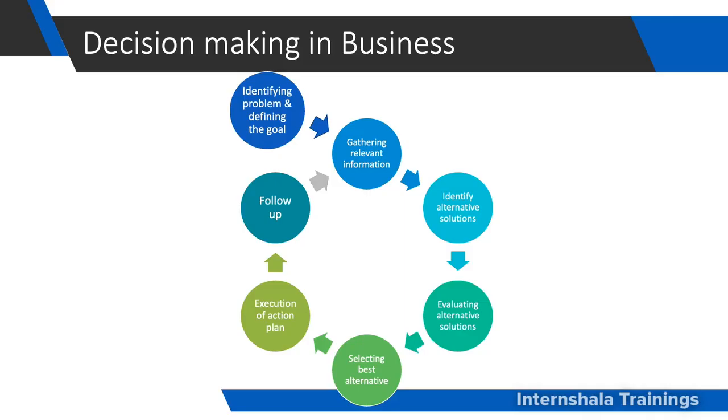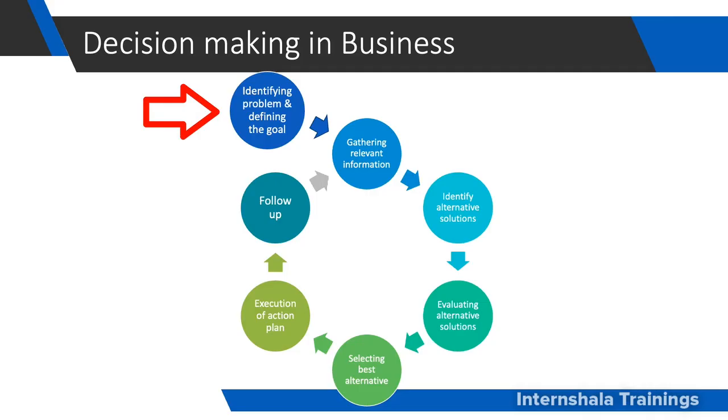Decision making means making a choice among available options. A decision can only be made when there are multiple options. Let us look at the steps involved in decision making process. The first step is identifying problem and defining the goal.